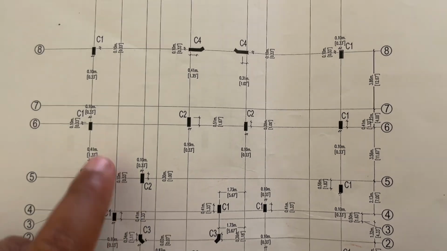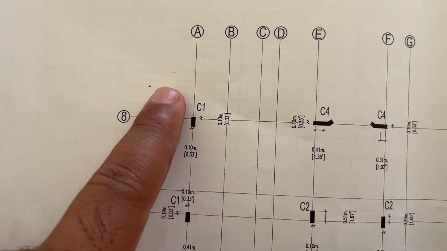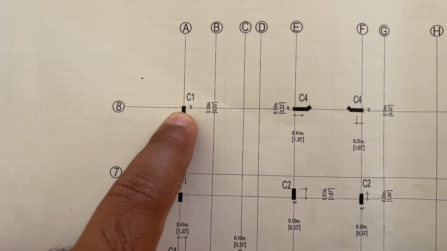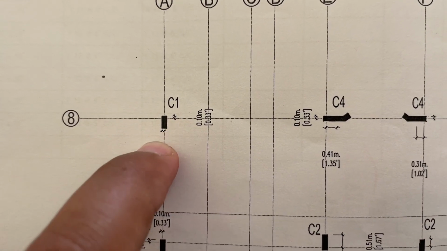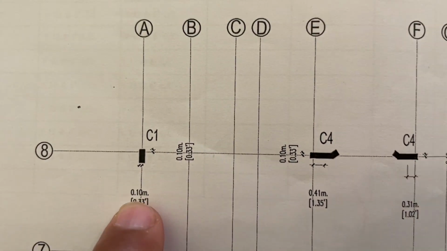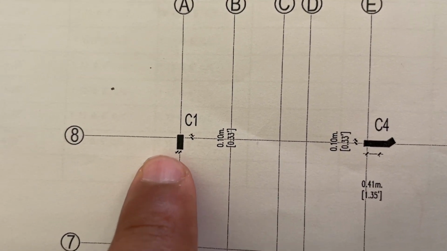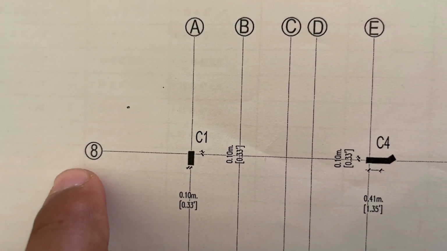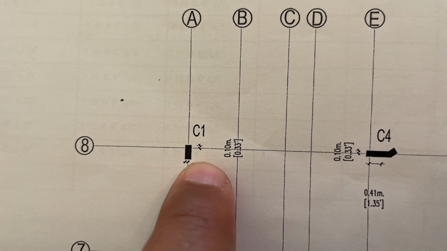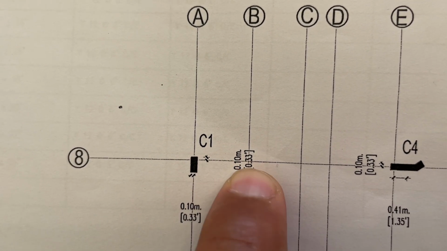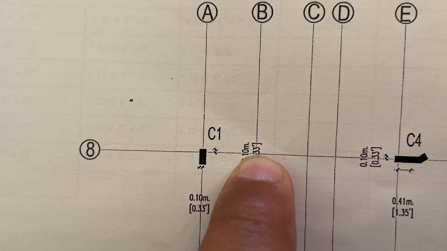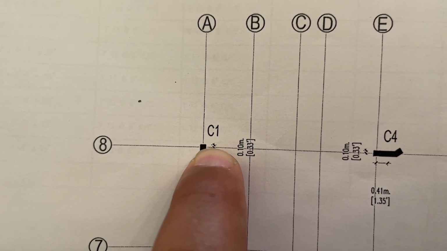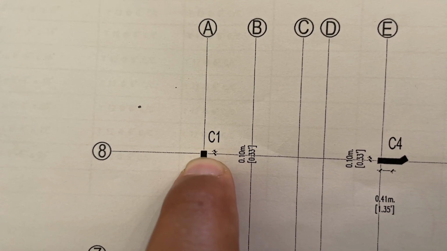So here we have the C1 column, which is located on the cross point of grid A and grid 8. Here we have the column location, that is, how you will make the layout for this column. We have grid A, and from the center of grid A and horizontal grid 8, you will take 10 centimeter, that is, 0.1 meter or 0.33 feet. You will take it from here. It will become the edge of this column.